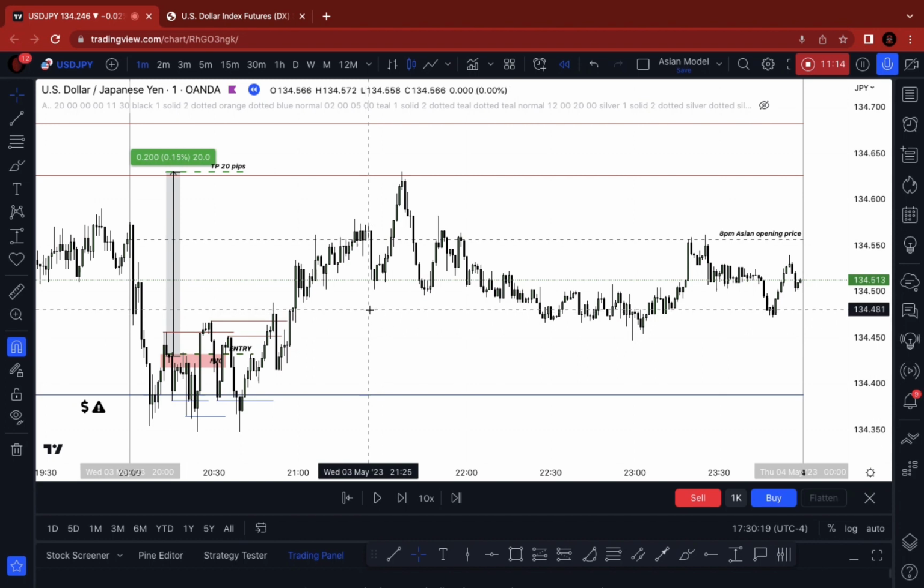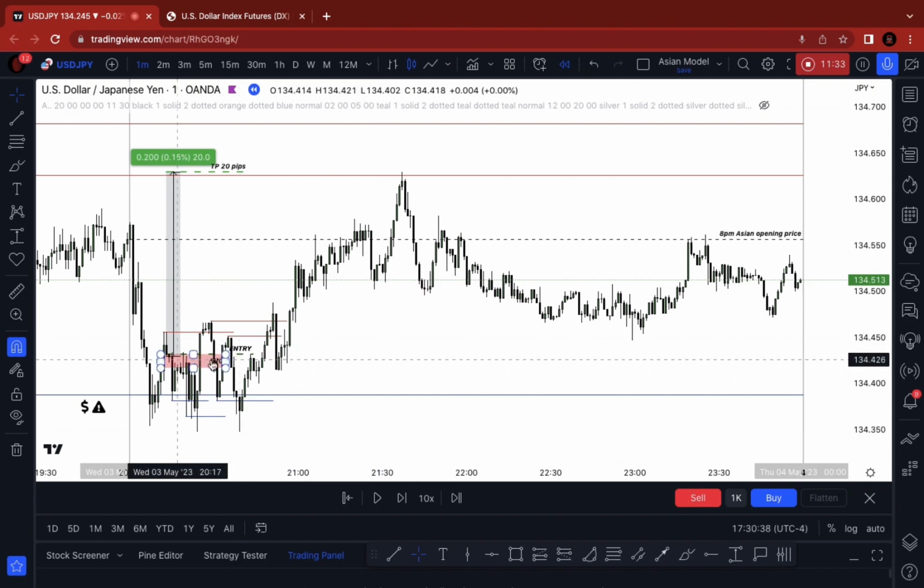Where is the PD array physically appearing for this model, for the buy setup? It's appearing in a discount. The fair value gap is below 8 p.m. So I'm just more confident, with more confluences, more ideas to support my buy, to make me feel more confident.